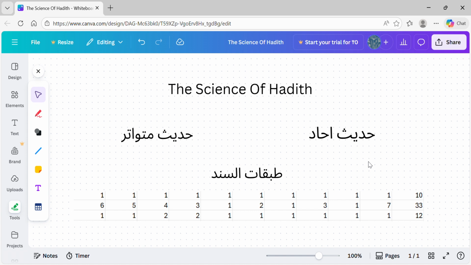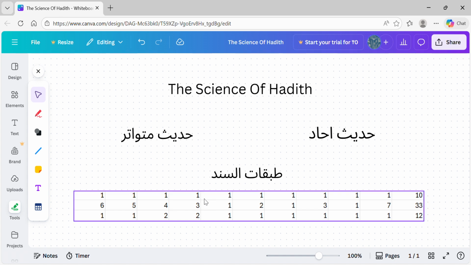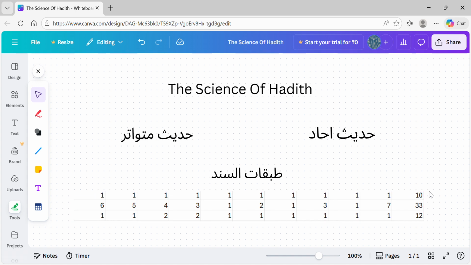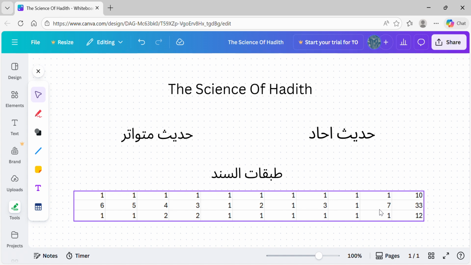Here a layer means they narrate. These are the Sahabis, the companions, and up top is the Prophet. The Prophet told these 10 companions, so here's 10, and then this Sahabi told 7 people, this one told 1, this one told 3, 1, 2, 1, 3, 4, 5, and 6. So first layer 10, then 33, then 12. Here, 7 said to 1, 1 said to 1, 1 said to 3, and so on, okay?